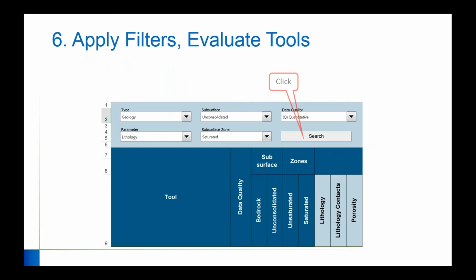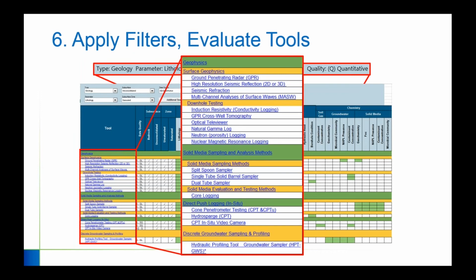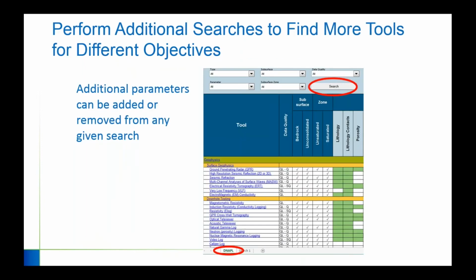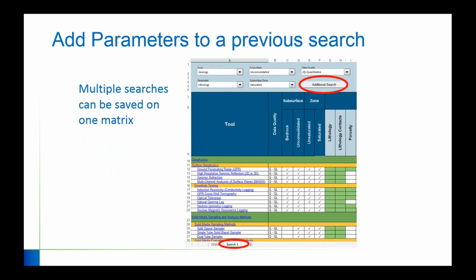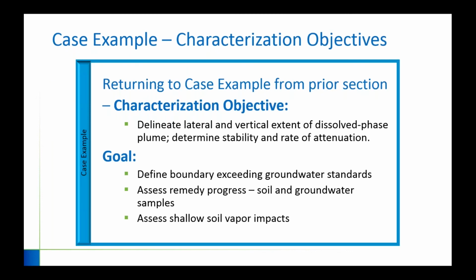You click the search button, and with that set of entry parameters, you get this long list of tools that show up. It's things like surface geophysics, downhole testing, and then a lot of actual sample media collection methods. You can add more parameters to a search. So if you do one and you got too much back, you can refine it and save them all in the same Excel file. So the idea is you consult the tools matrix and do some more research on what you want to use, and then you write that into your work plan and then go out and collect the data.